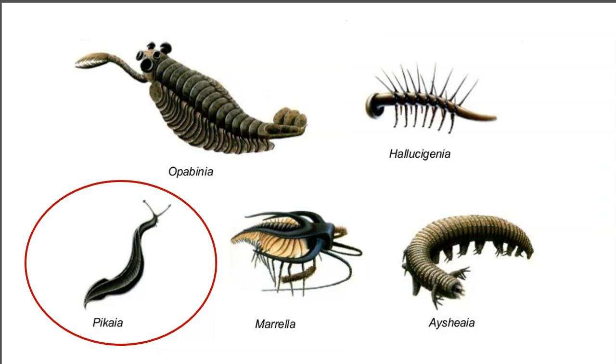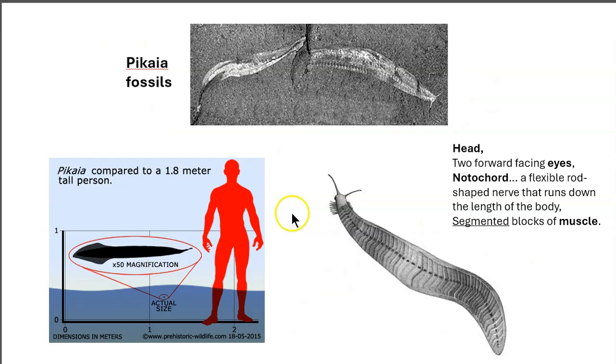But who was it? Scientists suspect it was a creature like this, Pikaia. Now up top we see some of the fossils of Pikaia, and we can get a sense of its size by looking down here. The actual size of Pikaia relative to a human, it was a tiny creature, but it had a huge potential. It had a head with two forward-facing eyes. It had a rod-like structure running the length of the back, a flexible nerve that runs down the length of the body, and segmented blocks of muscle.